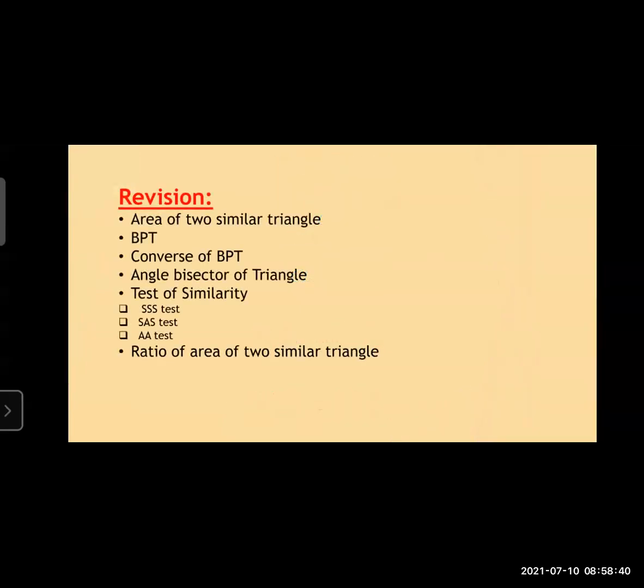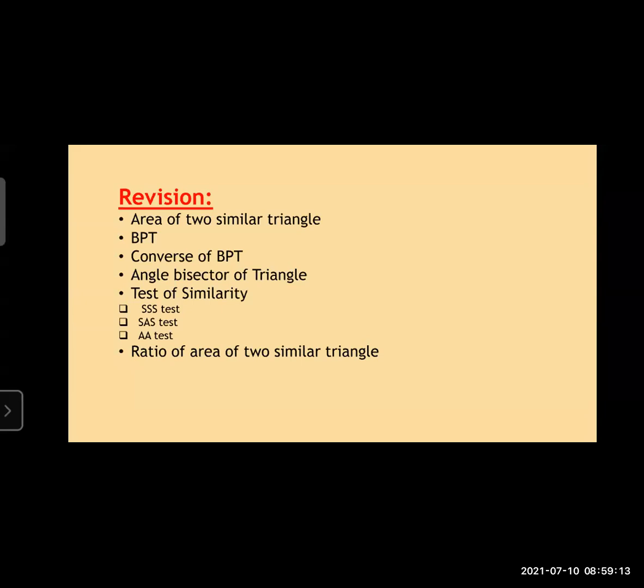In this chapter we learn the area of two similar triangles, how we find the area of two similar triangles. We say that two triangles are similar if their corresponding angles are equal and their corresponding sides are in proportion. That is the definition of similar triangles. If two triangles are given and they follow two conditions, first, their congruent angles are equal and their congruent sides are in proportion, then we say that the given triangles are similar.